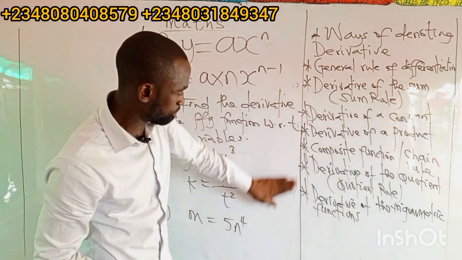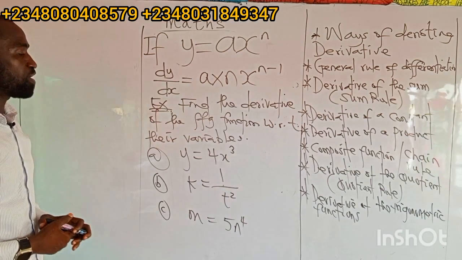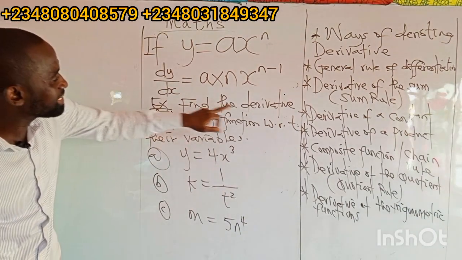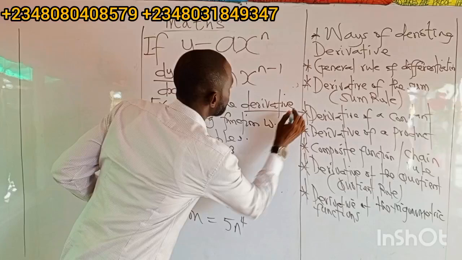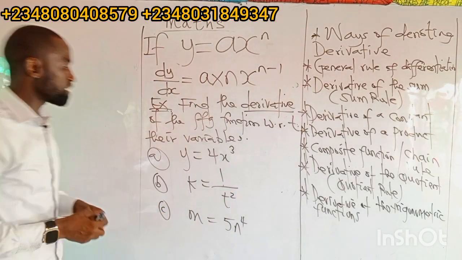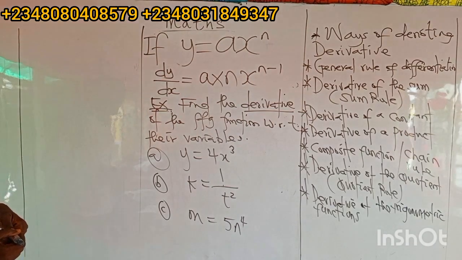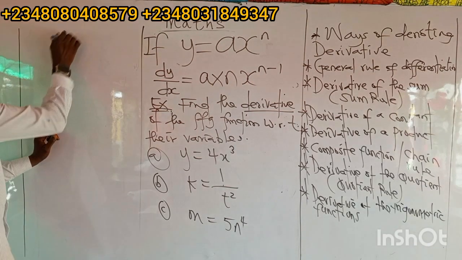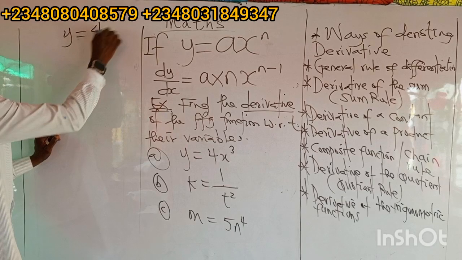So let us stop here and just solve these three examples now. What's the first one? We have to find the derivative, meaning we should find the result of differentiating this function. Are you with me? So what's the first one? Y equals 4x cubed.